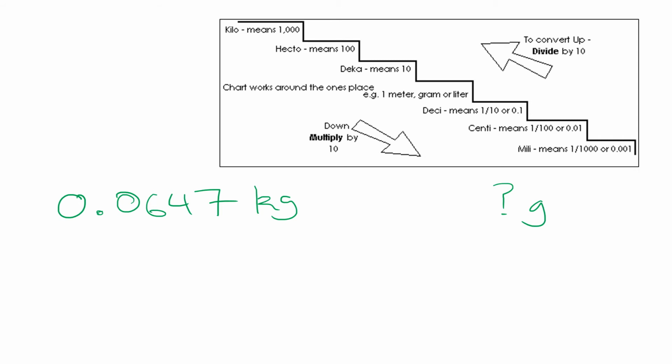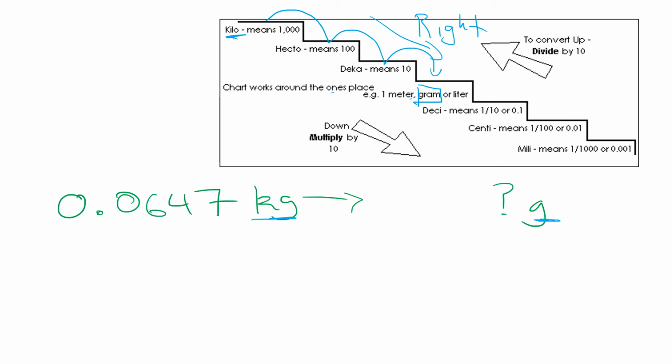So go ahead, try to do this on your own. Pause the video and do it on your own. Think about where we're starting. We're starting at kilo. That's what we have. We want to go down to gram. That's where we're going. So how many steps is it going to take to get from kilo to gram? And what direction? Are we going left or right? So from kilo to gram, we're going to go down 1, 2, 3 steps, and we're traveling down to the right.